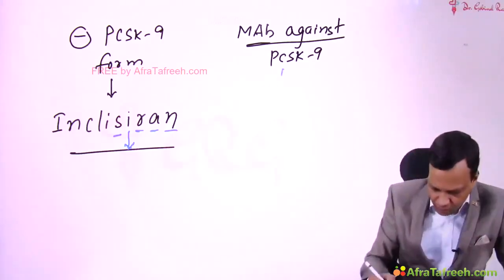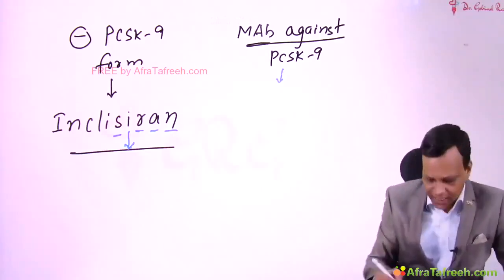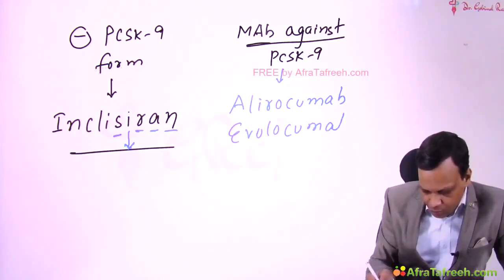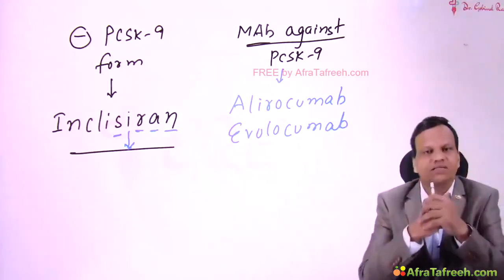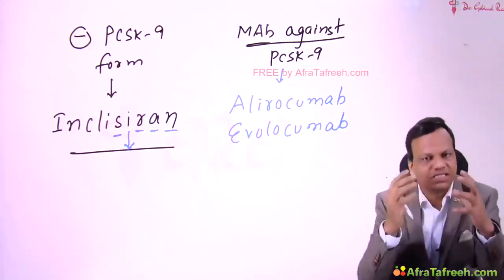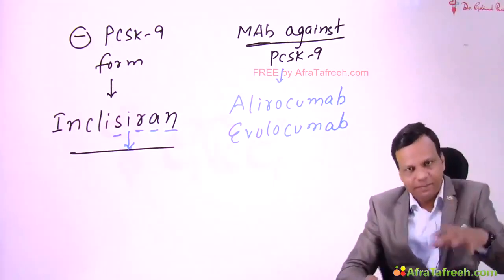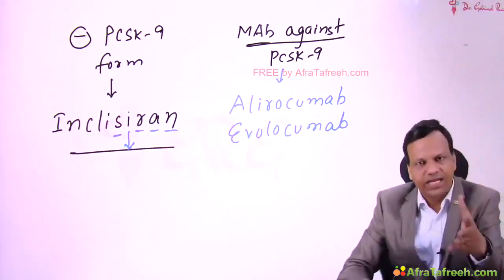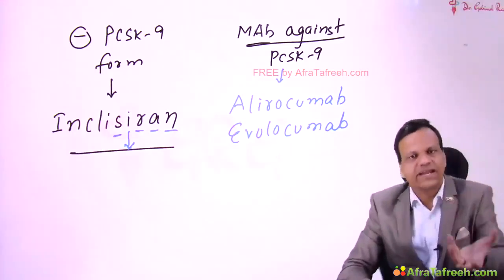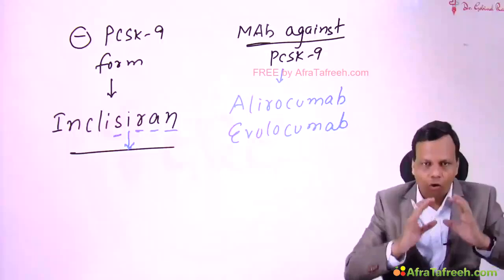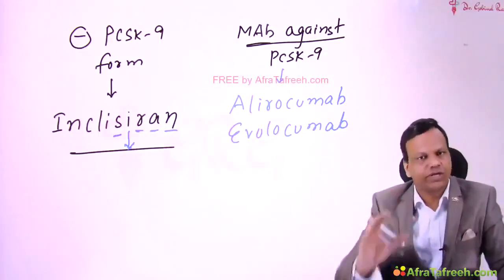On the other hand, we have some monoclonal antibodies against PCSK9. These are alirocumab and evolocumab. Alirocumab and evolocumab are monoclonal antibodies against PCSK9. So all these three drugs will basically inhibit the action of PCSK9, so LDL receptors cannot be broken. When their level increases, they will take the cholesterol from the blood. So they are used in homozygous hypercholesterolemia.